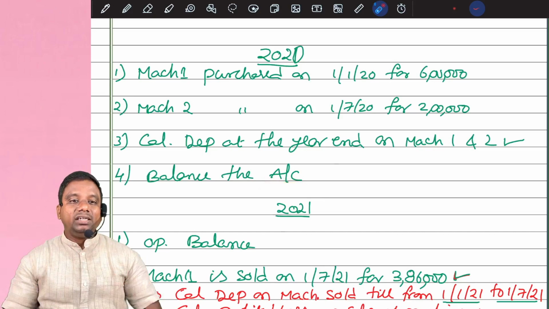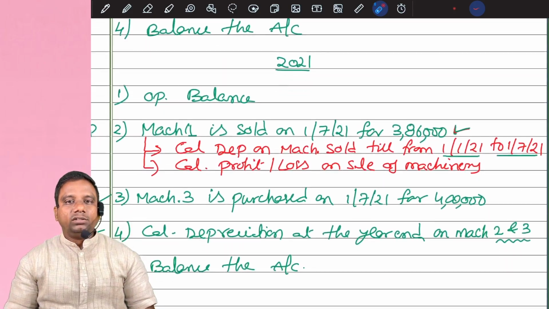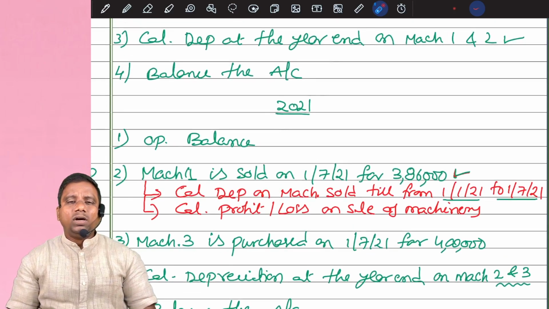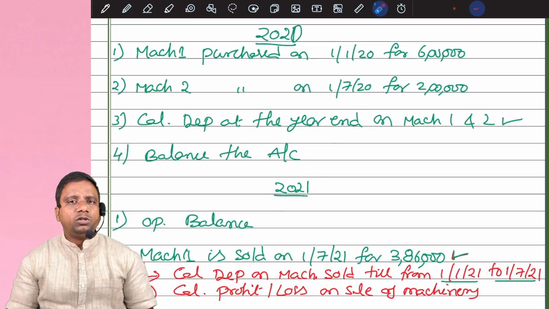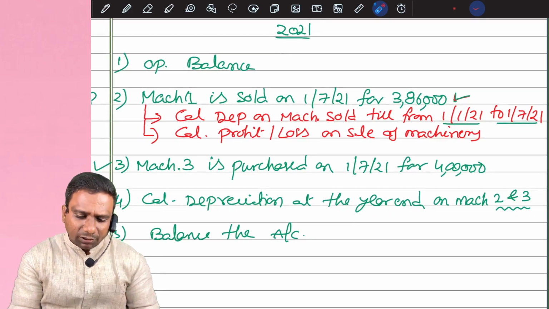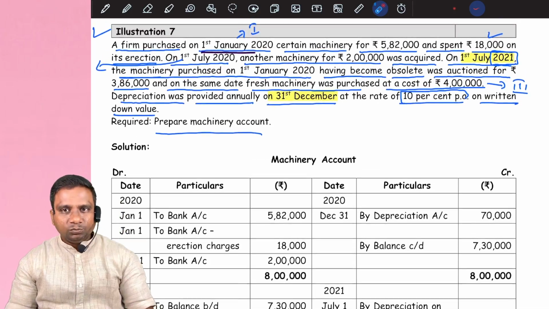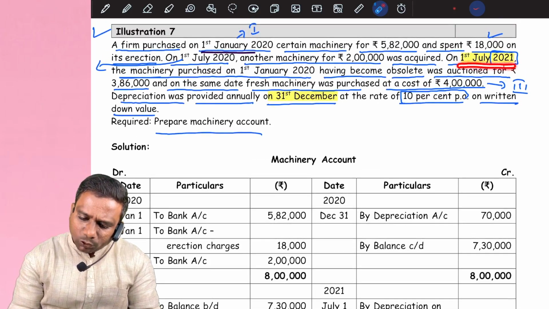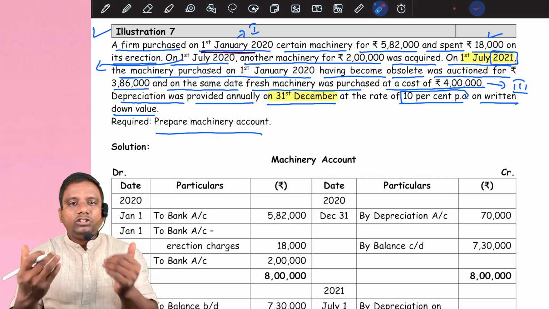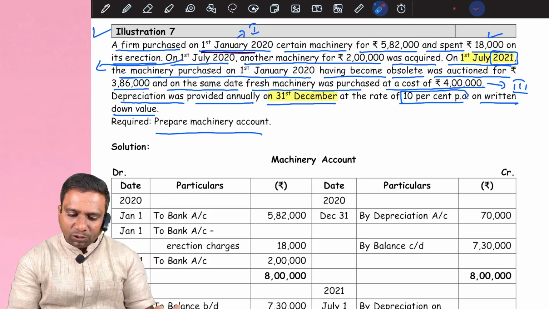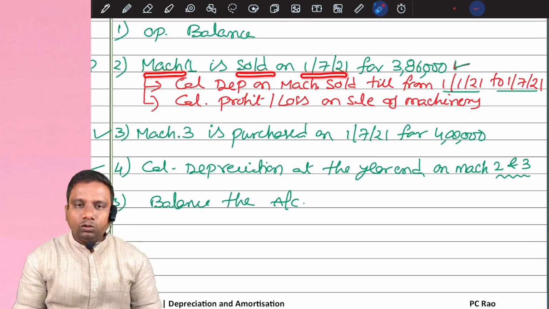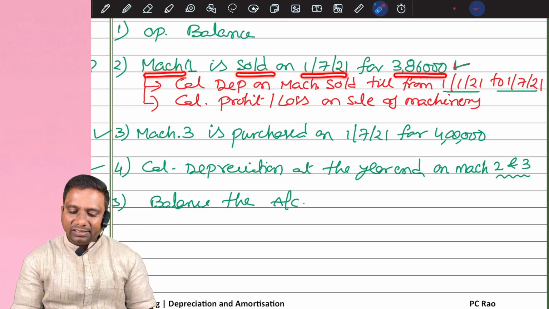So 2020 completed. Go to 2021. 2021 starts with an opening balance. Whatever closing balance we have on 31st December 2020 becomes the opening balance. Right, sir. Now check what happened in 2021. On 1st July 2021, the machinery purchased on 1st January 2020, we sold, sir. Means, to put it simply, machinery 1 is sold on 1/7/2021 for 3,86,000.